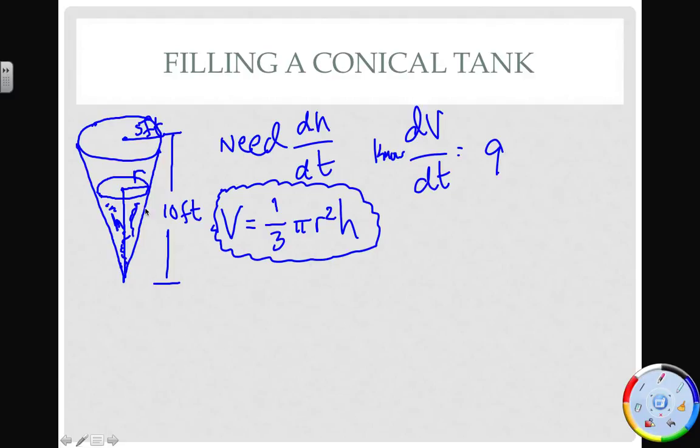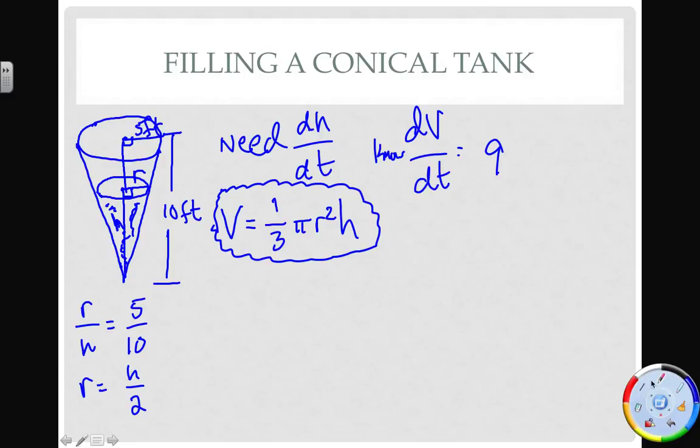Now, if you think about the fact that we have two right triangles in here, and they're similar right triangles because they share an angle, I can actually do a little bit simpler ratios. I know the ratio of R to H is the same as the ratio of 5 to 10. So R to H is 5 to 10, which means I can say that R is equal to, this is half, right? H over 2.